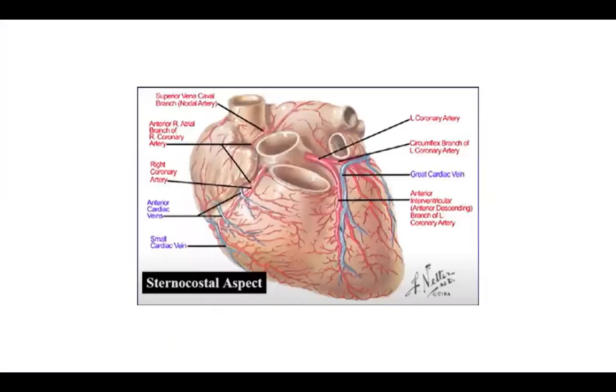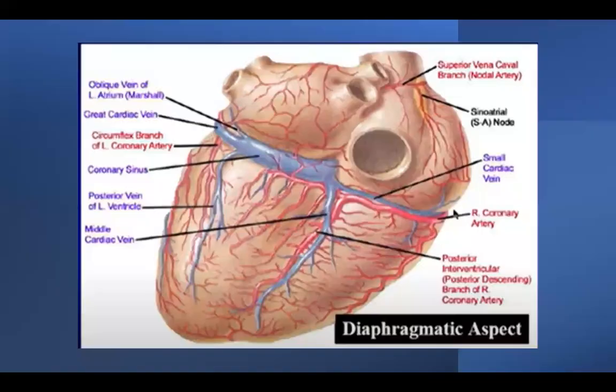The final part I want to talk about in relation to the circumflex is the point of meeting of the AV groove with the interventricular groove. This is the atrioventricular groove, and this is the interventricular groove. The meeting point is called the crux.